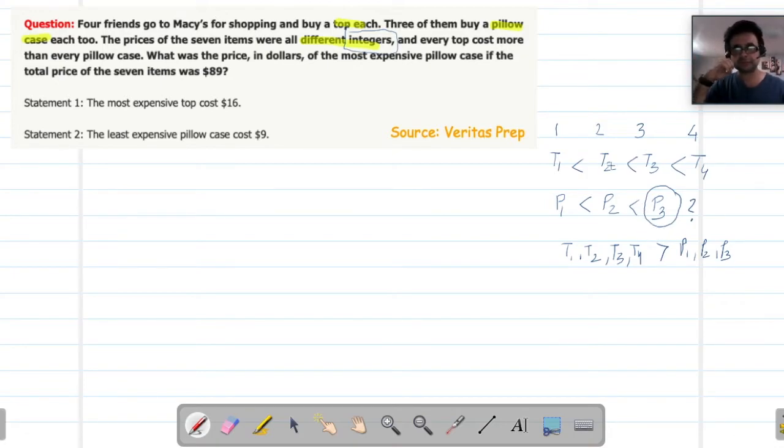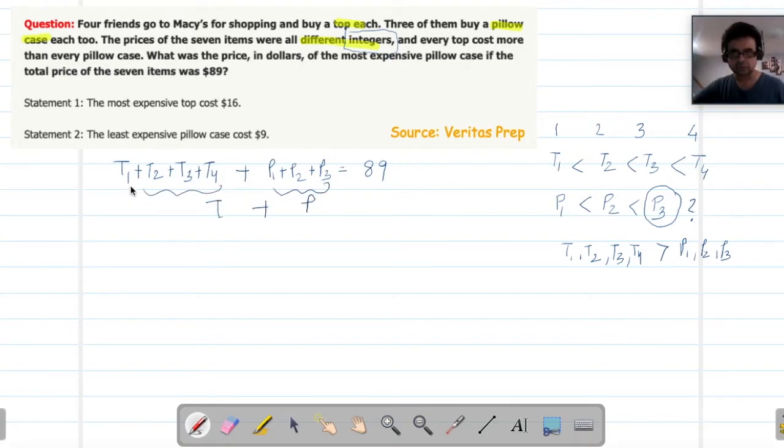It's not sufficient. And what is also given to us is that the sum of the price of 7 items is $89. So let's write that down as well. So the sum of the 7 items is $89. And let's apply a little bit of the maximizing and minimizing rule we just did onto this one. So let's call the sum of T1 to T4 as T and the sum of P1 to P3 as P. And this, as we know, is given to be equal to 89.